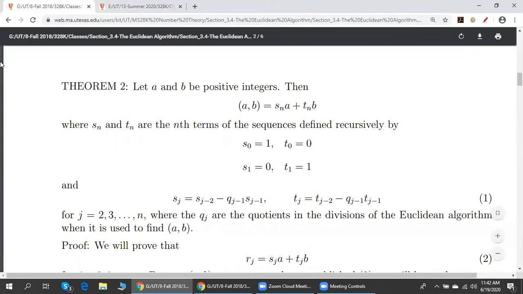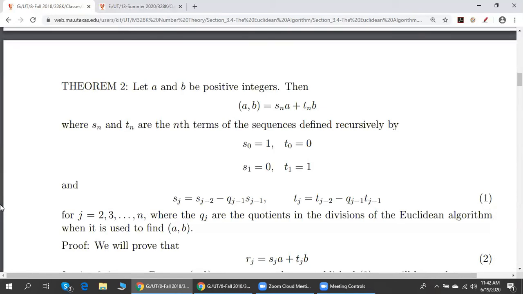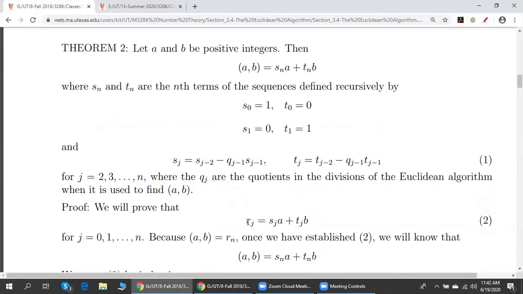Now let us prove Theorem 2. In order to prove Theorem 2, we will prove the following. Rj is equal to Sj a plus Tj b. Note that indeed this implies this.